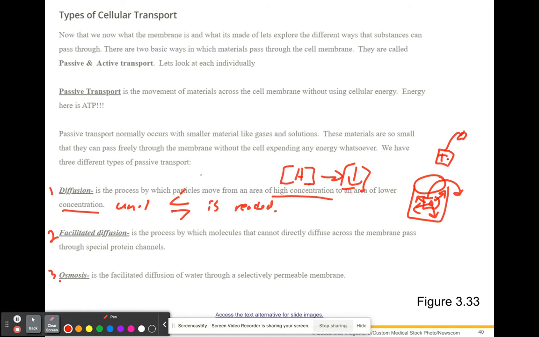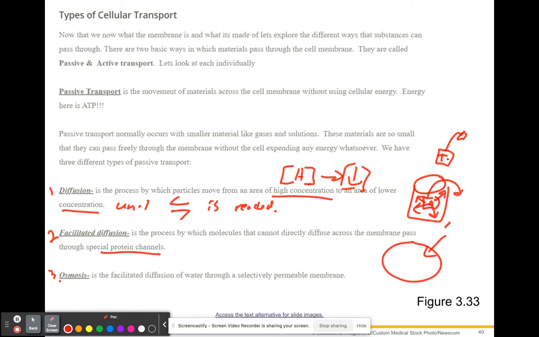It moves. Facilitated diffusion is the same exact thing as regular diffusion, except it needs some help. In this case, it needs help from a protein channel. We looked at the different things that are embedded inside the cell membrane. One of them was called a protein channel. I called it a doggy door before. Certain things are just too big to fit through the membrane through diffusion. There are certain things that can fit through the cell membrane just by simply diffusing through it. Very, very small things can fit through very easily. But there are some things that are slightly bigger that can't fit through necessarily.